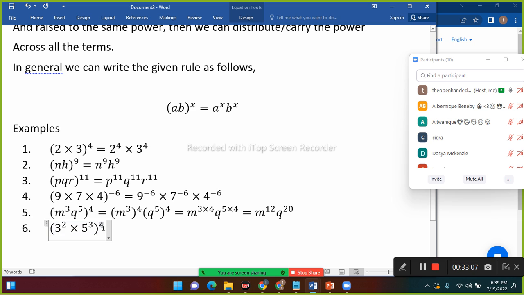Good. So, can someone help me out with number 6? How would we do that? What would we do? Anyone? Help me with number 6. 3 to the power of 2 times 5 to the power of 3. And then you gotta multiply them. You gotta multiply the power by 4. Multiply the power by 4.